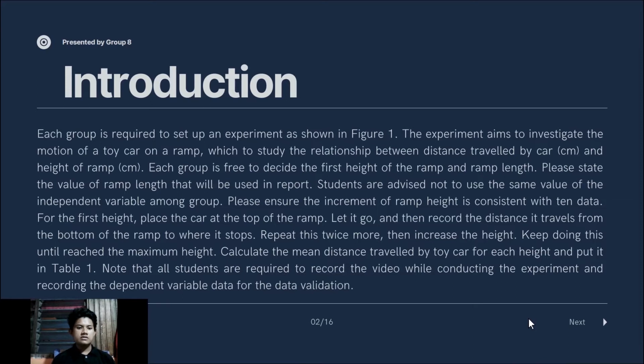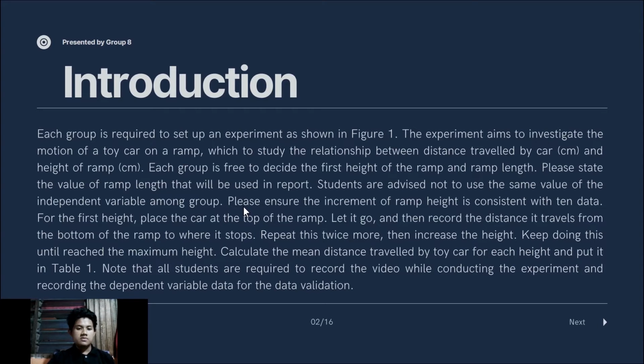Okay, for the introduction, each group is required to set up an experiment as shown in figure 1. The experiment aims to investigate the motion of a toy car on a ramp, to study the relationship between distance travelled by car in centimeter and height of ramp in centimeter. Each group is free to decide the first height of the ramp and ramp length. Please state the value of ramp length that will be used in the report. Students are advised not to use the same value of independent variable data among groups. Please ensure the increment of ramp height is consistent with 10 data.